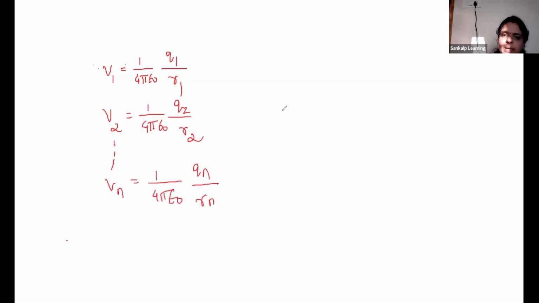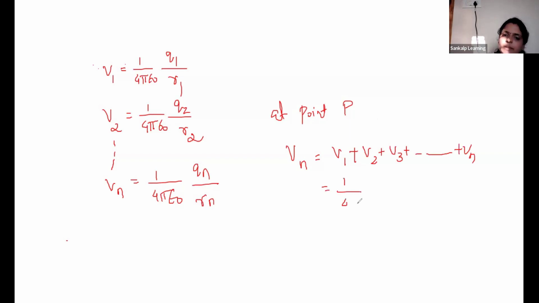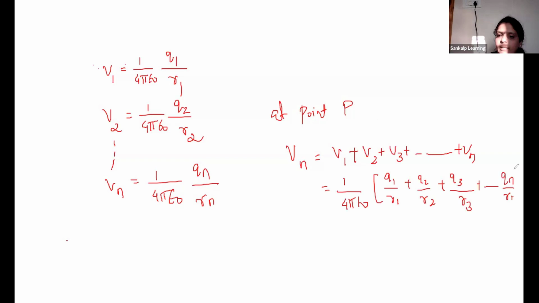Now the net potential at point P is the sum of these. The superposition principle is defined as the algebraic sum of all the potentials. Therefore V is V1 plus V2 plus V3 and so on up to Vn. This is equal to 1 upon 4 pi epsilon naught common, and inside the bracket Q1 by R1 plus Q2 by R2 plus Q3 divided by R3 and so on up to Qn divided by Rn, right?